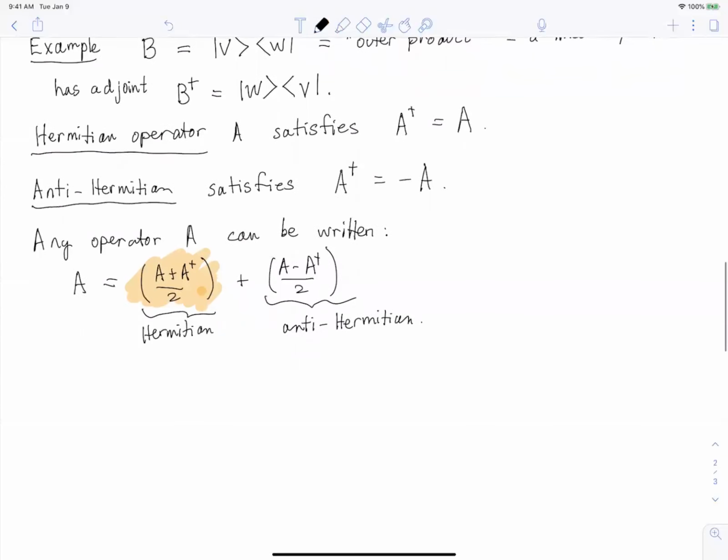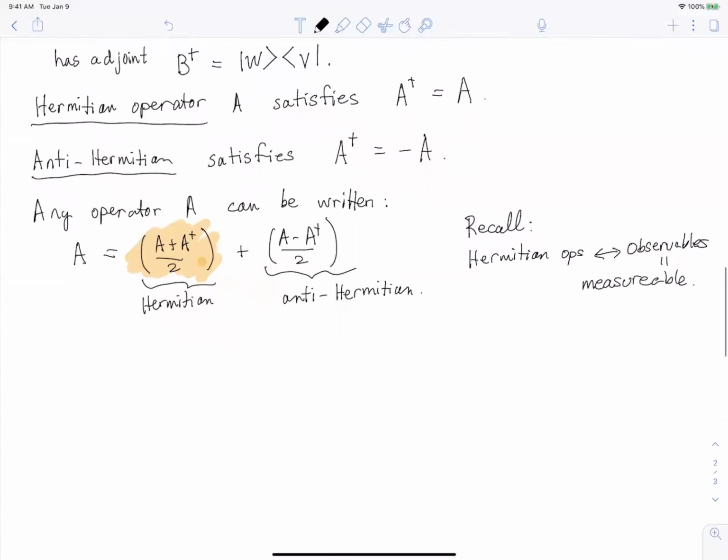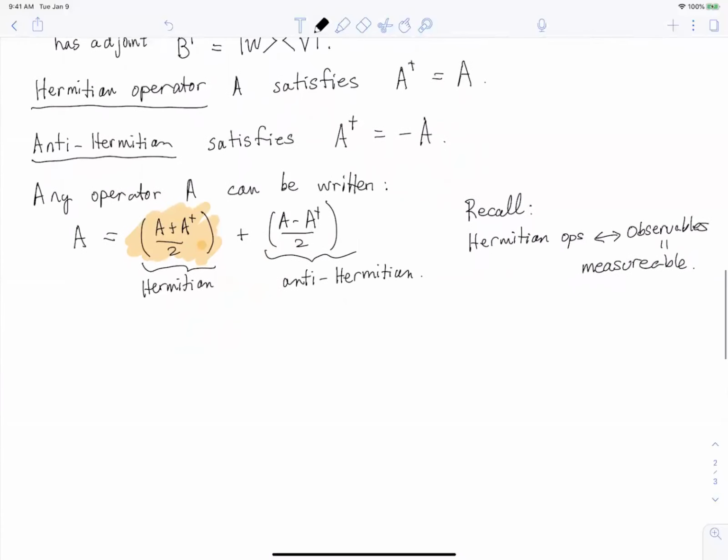One of the reasons this is important, we'll go into this in much more detail later, but recall that we've already claimed as one of our postulates that Hermitian operators are observables, or correspond to observables. And observables are measurable things, things that you can actually measure in a laboratory. So that's why that's going to be important later on.